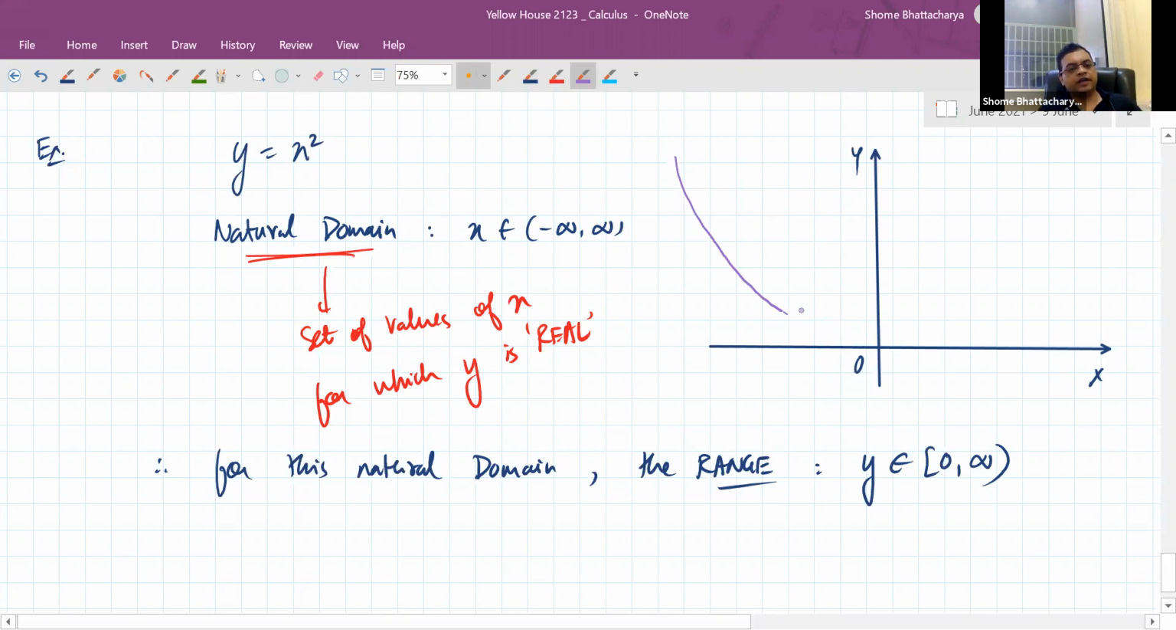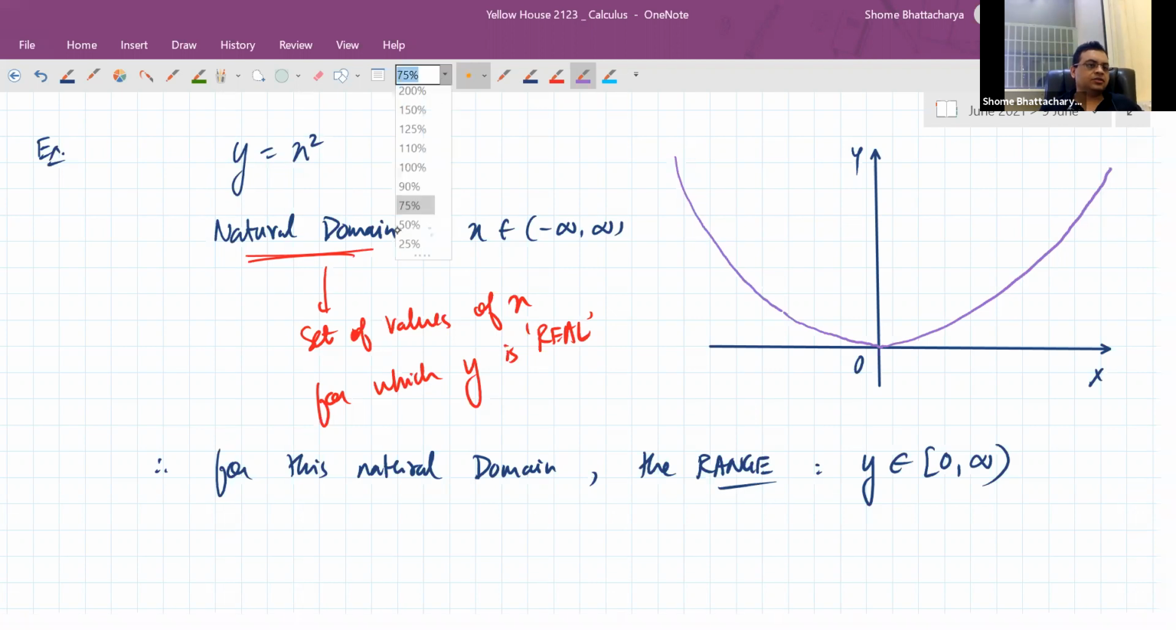But for no value of x does y take a negative value. So the range of the function is not all real numbers. The range of the function is less than all real numbers. It is only non-negative real numbers. That is because that is the nature of the function.